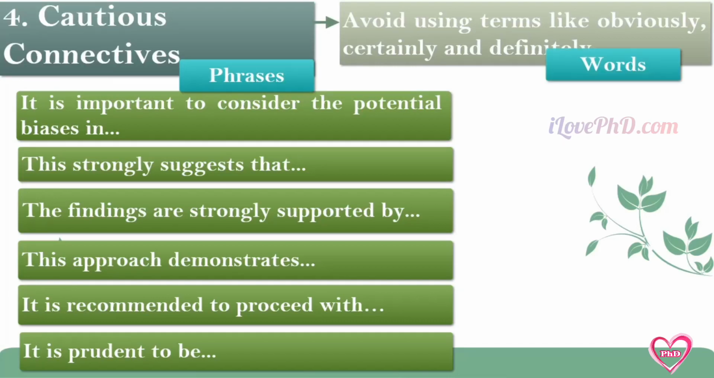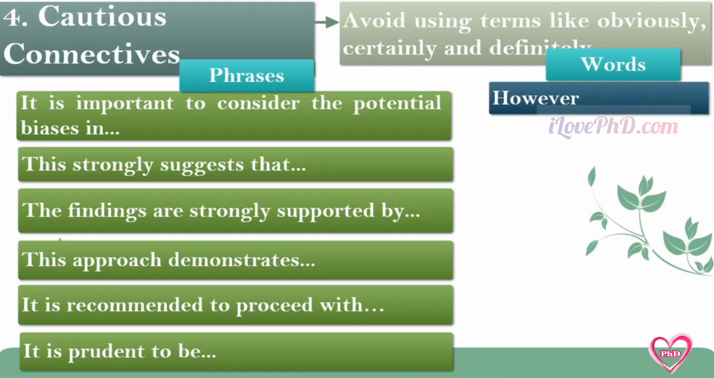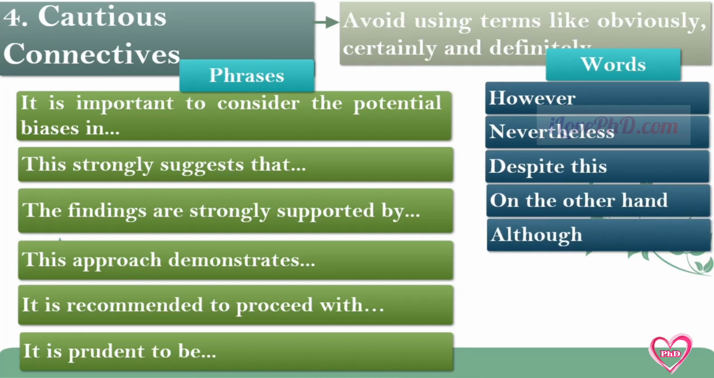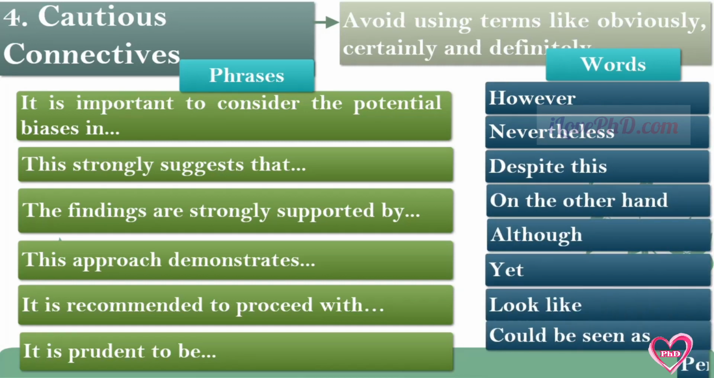Some of the examples of cautious connective words are however, nevertheless, despite this, on the other hand, although, it looks like, could be seen as, and perhaps. These phrases and words can be used to convey a sense of careful consideration and awareness of potential limitations or uncertainties in your research paper.